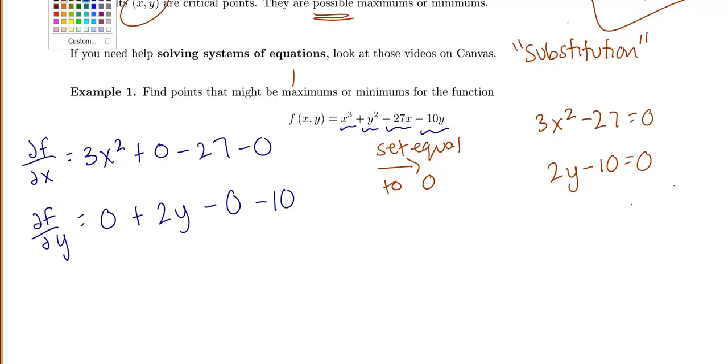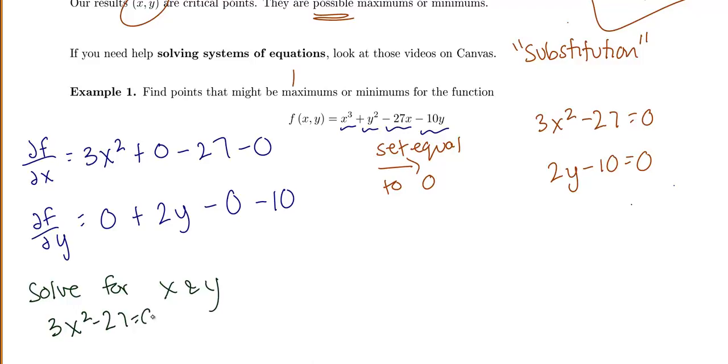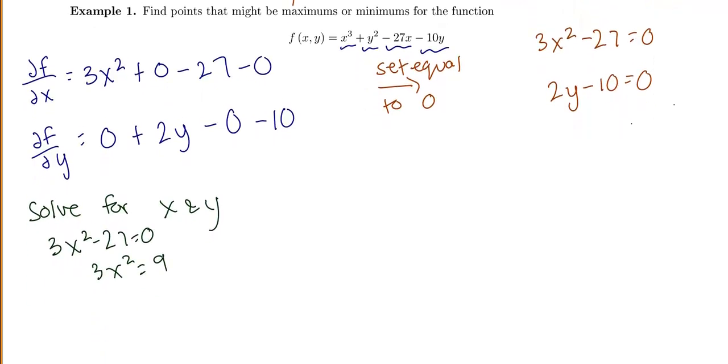So now we will solve for x and y. My first equation, notice, only has an x, so let's just go ahead and look at it and solve for x. So 3x squared minus 27 equals 0. Oh, sorry, I skipped ahead of stuff there in my mind. 3x squared equals 27. X squared equals 9. And x is going to equal plus or minus 3.